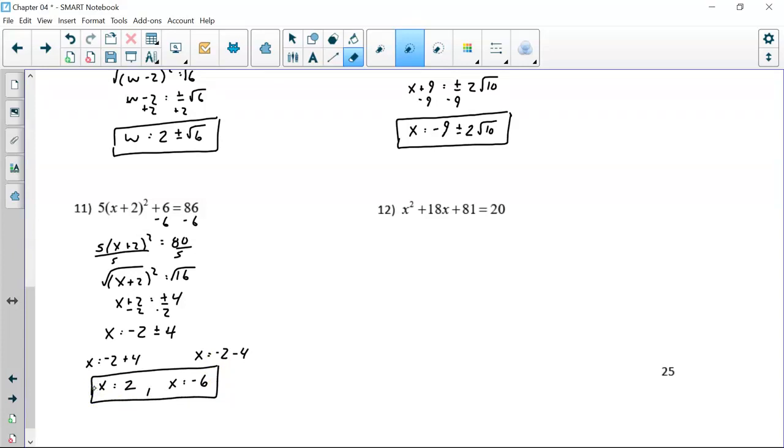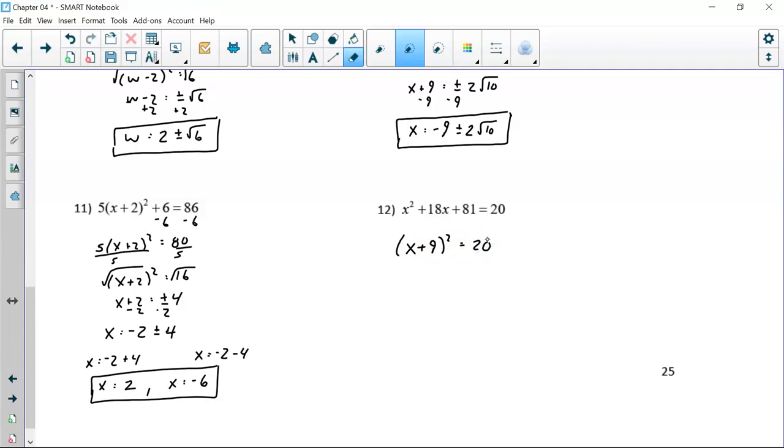Number 12 is kind of what we're going to be moving into as we go further with this. What we have here on the left-hand side is a nice perfect square trinomial. X squared is a perfect square and 81 is a perfect square. The square root of 81 is 9, and 2 times 9, the middle term, is 18. So it's in our form. So we get x plus 9 squared when we factor that equals 20.